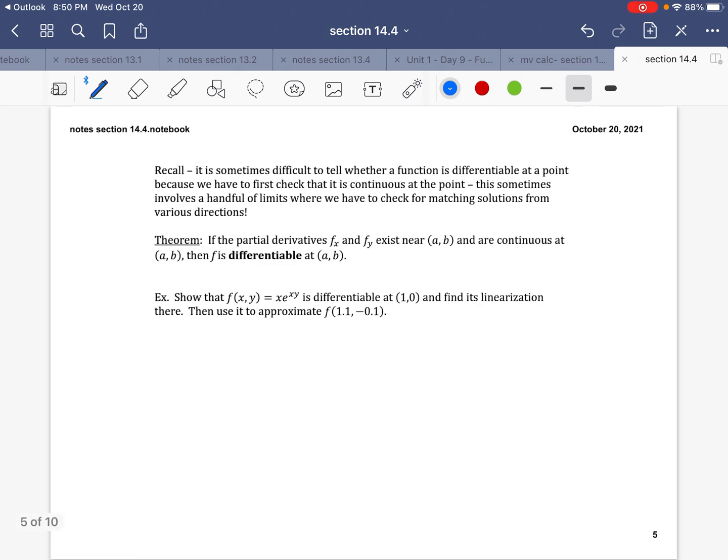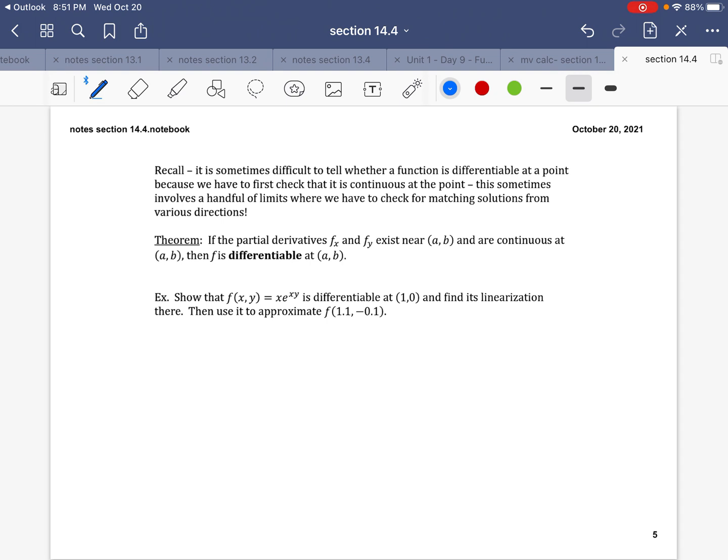All right. So sometimes it's difficult to tell whether a function is differentiable at a point because we first have to check if it's continuous, and to check if it's continuous, we have to see if the limits exist. And so this is a whole big pain, just like we did in a section ago. Instead, this theorem down below says if the partial derivatives fx and fy exist near (a, b) and are continuous at (a, b), then the function is differentiable at (a, b). So really that's going to stop us from having much problem at all.